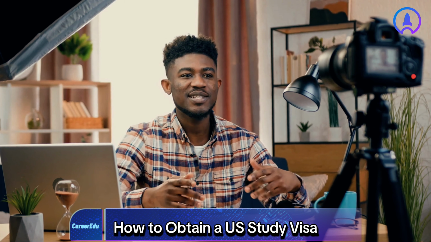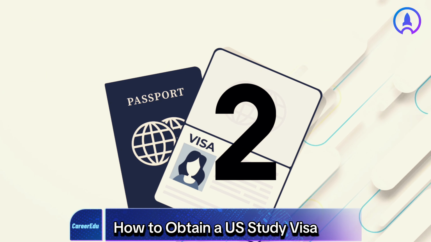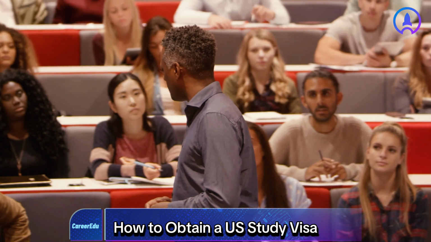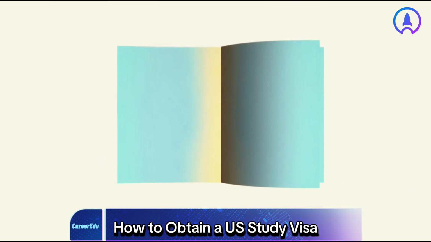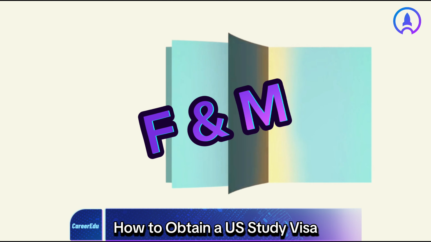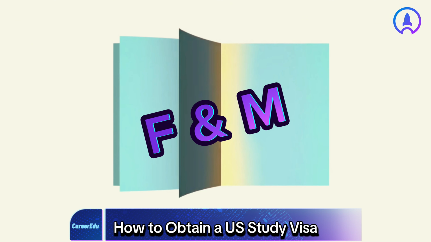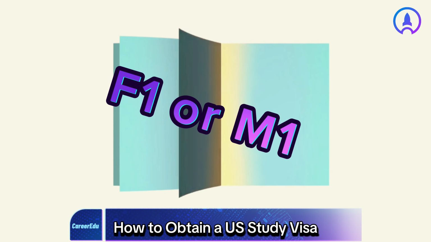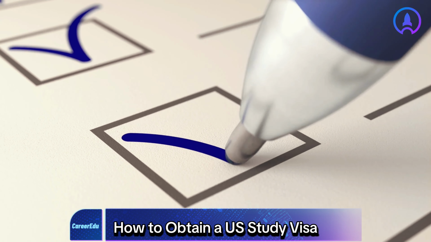In our introduction, we said there are two non-immigrant visa categories for persons wishing to study in the United States. These visas are commonly known as the F and M visas. You may enter in the F1 or M1 visa category provided you meet the following criteria.